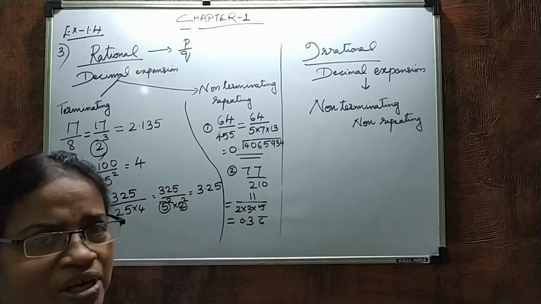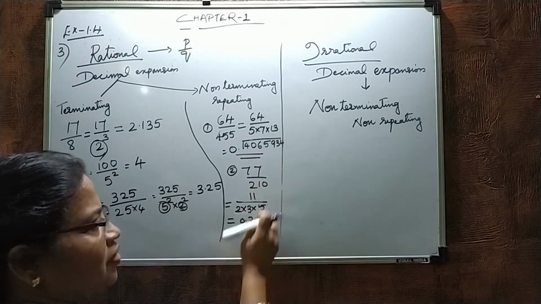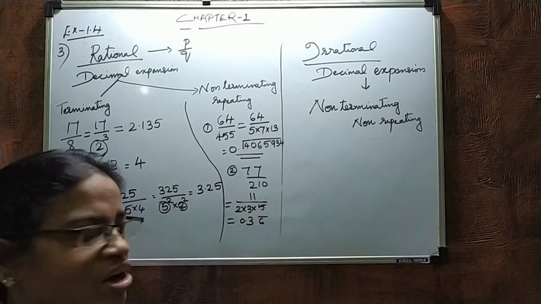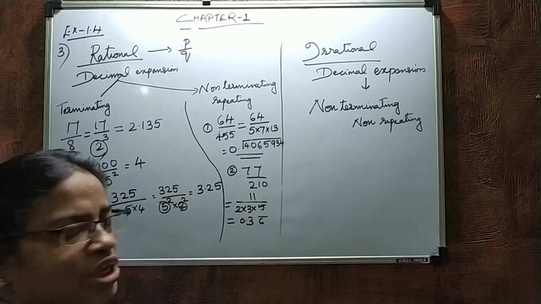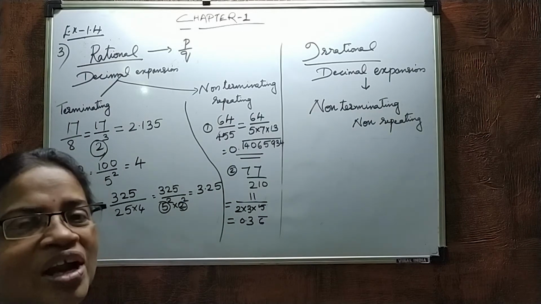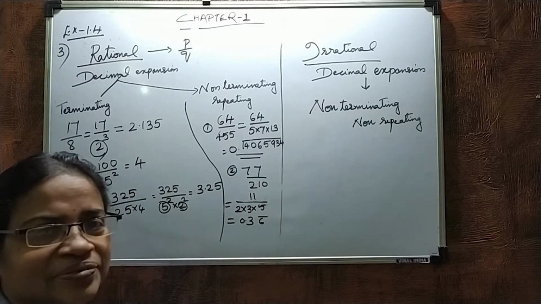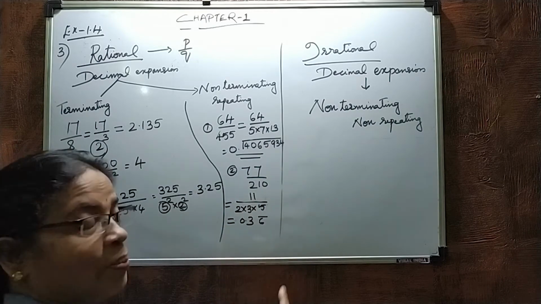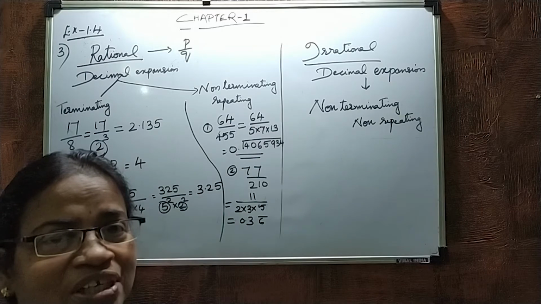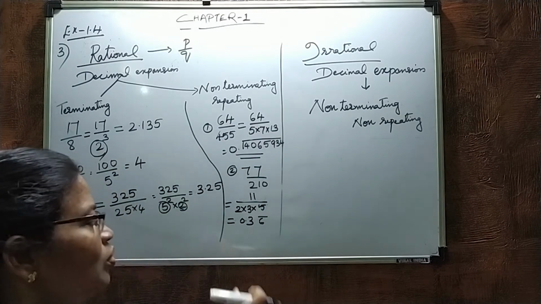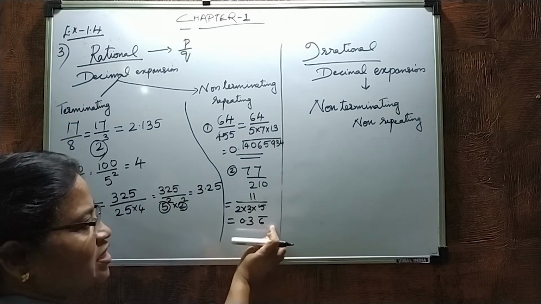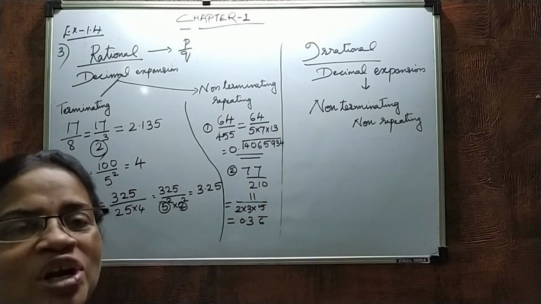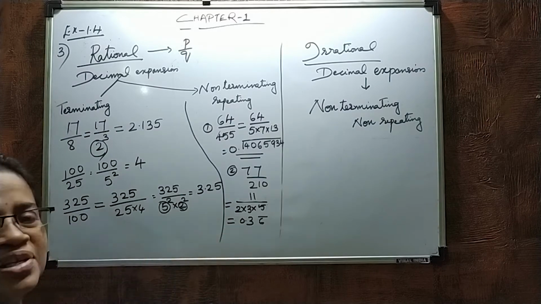Take the next example. What you understood from here? Here we split into 77 and 210, and 7 and 7 cancel and we got it like this, 11 by 2 into 3 into 5. What can you say about these factors? They have 2 raised to m into 5 raised to n, but one more factor is also there. So we got 0.36666, etc. Non-terminating repeating.